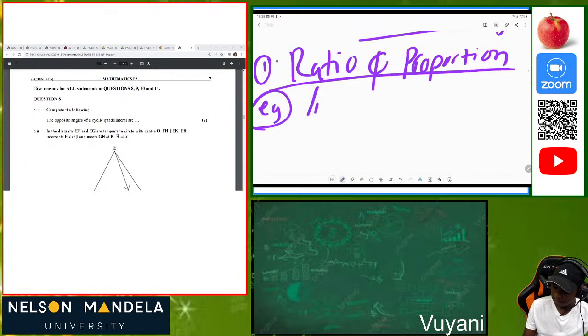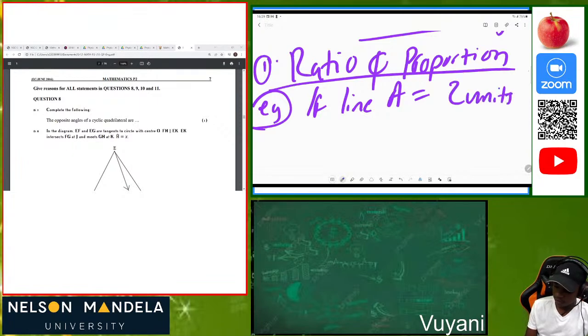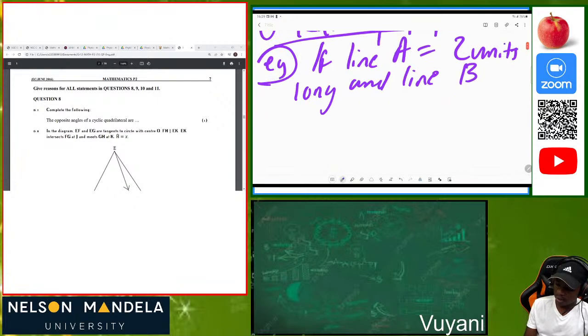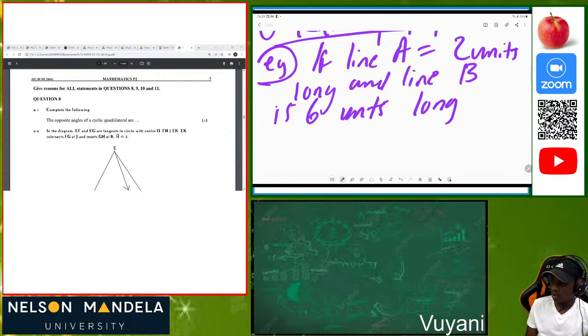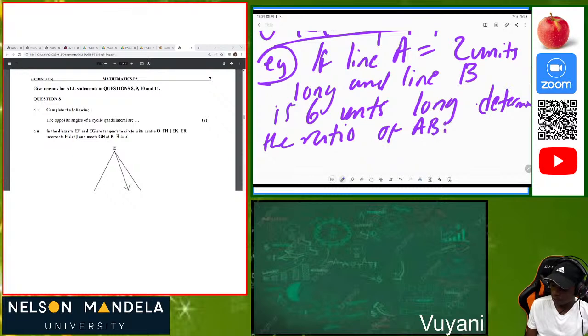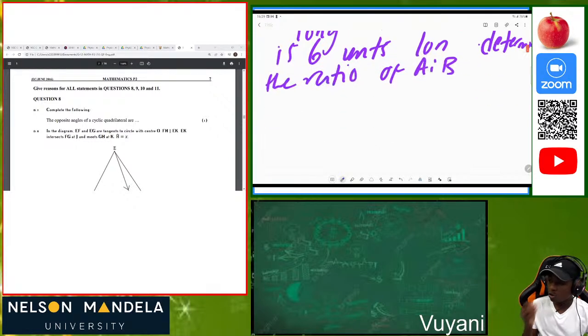For example, line A is 2 units long and line B is 6 units long. Determine the ratio of A is to B. So how do you determine that?